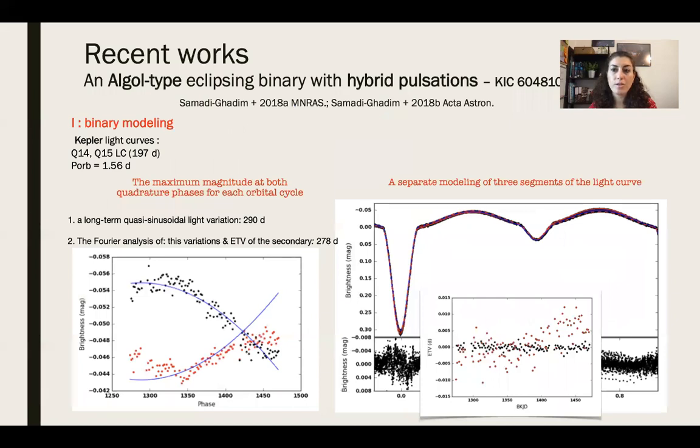I will talk about two case studies. The first case study that I have chosen from my works is an Algol type eclipsing binary system, which has hybrid pulsations.